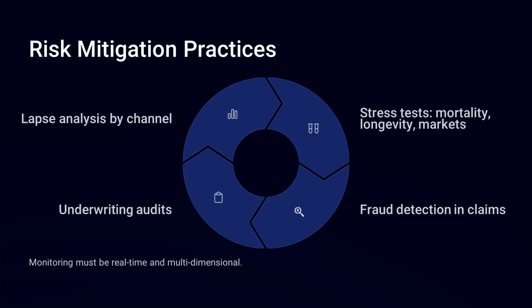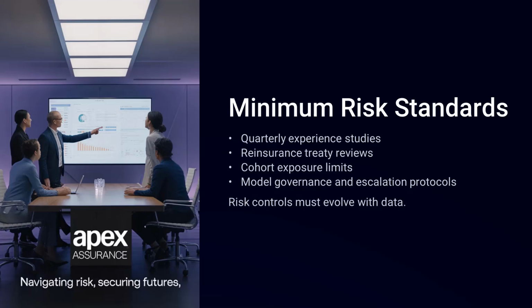Predictive analytics is your ally here. Build dashboards that track deviation from expected behavior in mortality, lapses, and claims severity. Use actuarial tools but combine them with behavioral data and distribution intelligence. And don't forget to model correlation risks. A downturn in the economy could increase lapses, increase stress, and increase death rates all at once.